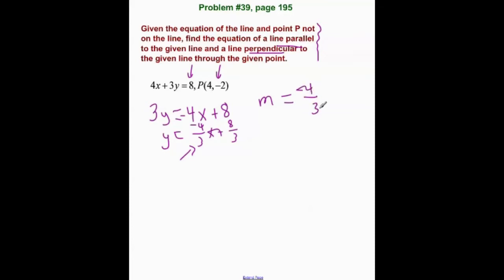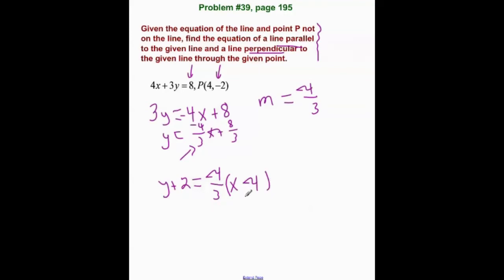Ah, so much bleeding. I got to really figure out, maybe it's just the program I'm using. And here I have negative 4 thirds, so I'm going to use this slope, that point, in my point slope formula. I'm going to plug it in. That's going to be y plus 2 is equal to negative 4 thirds times x minus 4.